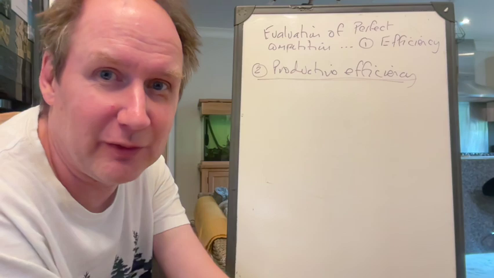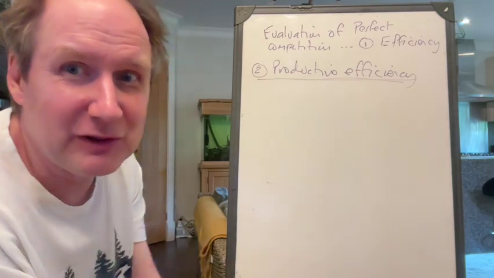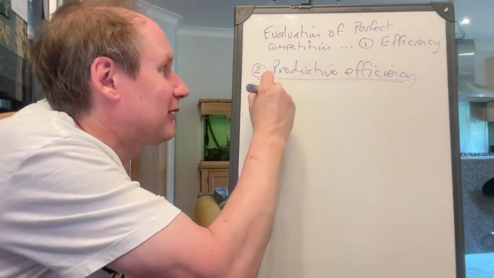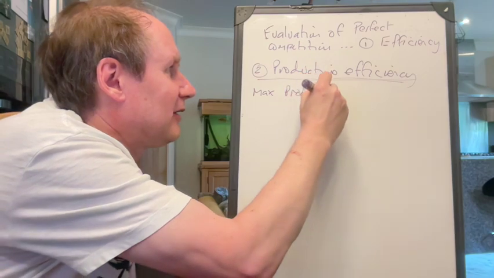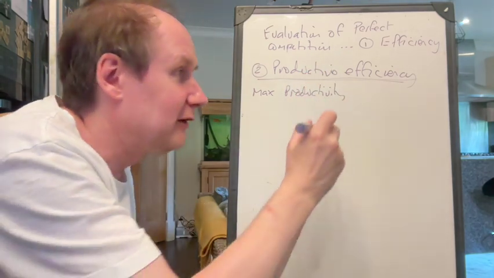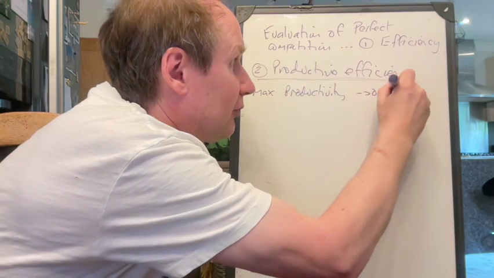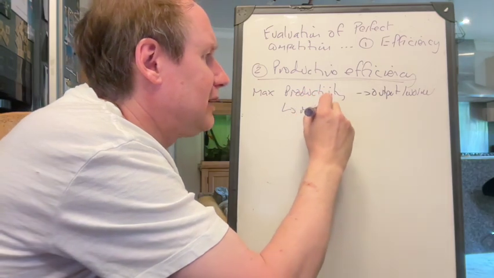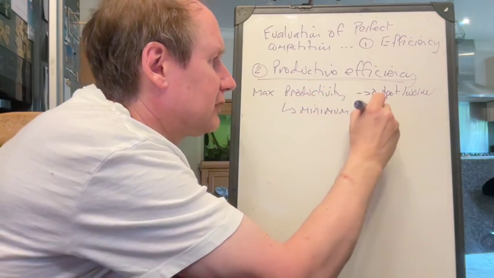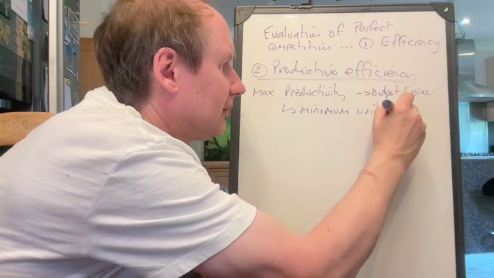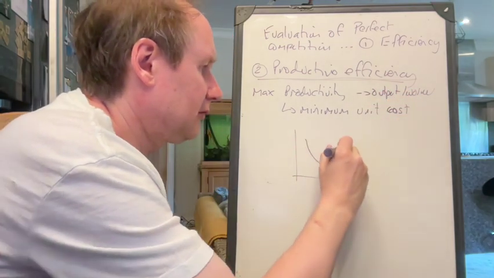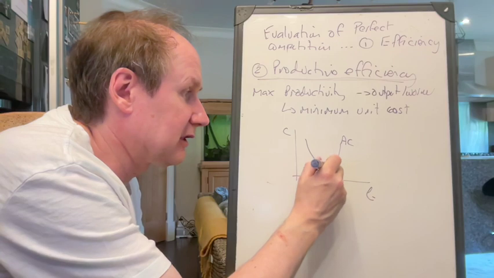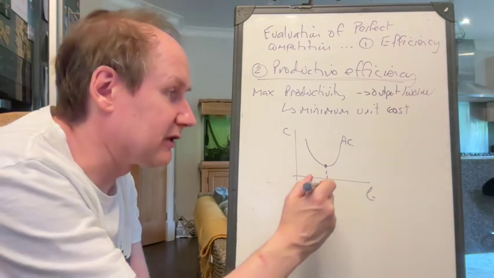Productive efficiency is about producing efficiently. How does a firm produce efficiently? The answer is, it maximizes its productivity. If you're going to produce efficiently, you're going to maximize output per worker, and all that means is you're therefore going to be producing at the minimum unit cost. You want to produce at the minimum cost per unit. So that's your average cost, which shows the cost of the resources that's being used. The productively efficient output is there, the minimum point of that average cost curve.